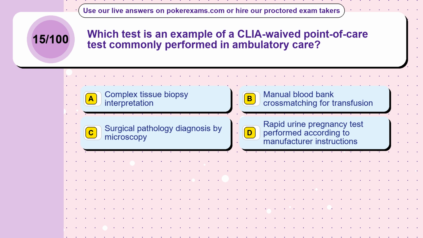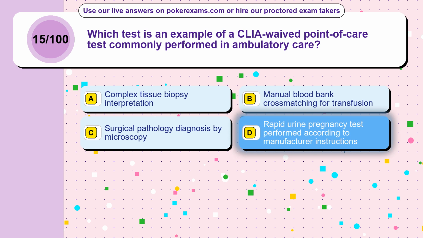Option A. Complex tissue biopsy interpretation. Option B. Manual blood bank cross-matching for transfusion. Option C. Surgical pathology diagnosis by microscopy. Option D. A rapid urine pregnancy test performed according to manufacturer instructions.